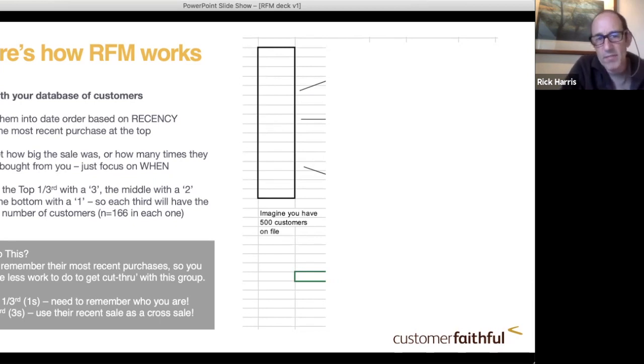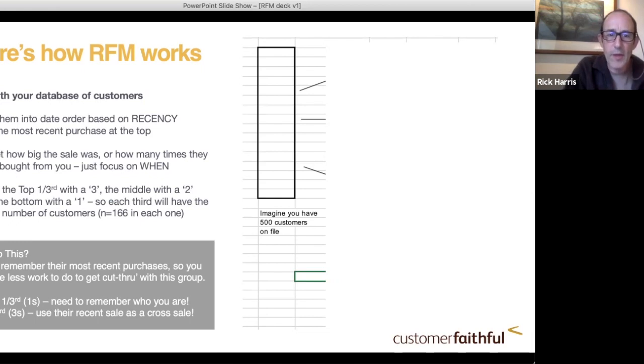Let's say you're looking at 13 months, as I mentioned. First thing to do is just sort your customers in date order. So the most recent people, the people who bought with you yesterday, will be at the top. And the oldest customer in that period, 13 months ago, if it was that time frame, they'd be right at the bottom. Okay. So that's the first sort.